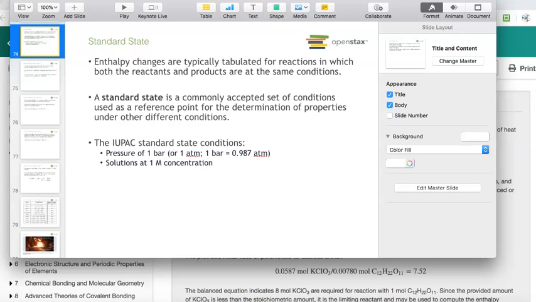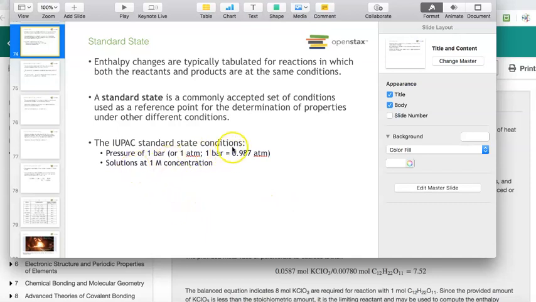All right, so it's the standard state here. Enthalpy changes are typically tabulated for reactions in which both the reactants and products are at the same conditions. This is referred to as a standard state. So the standard state is a commonly accepted set of conditions used as a reference point for the determination of properties under other different conditions.